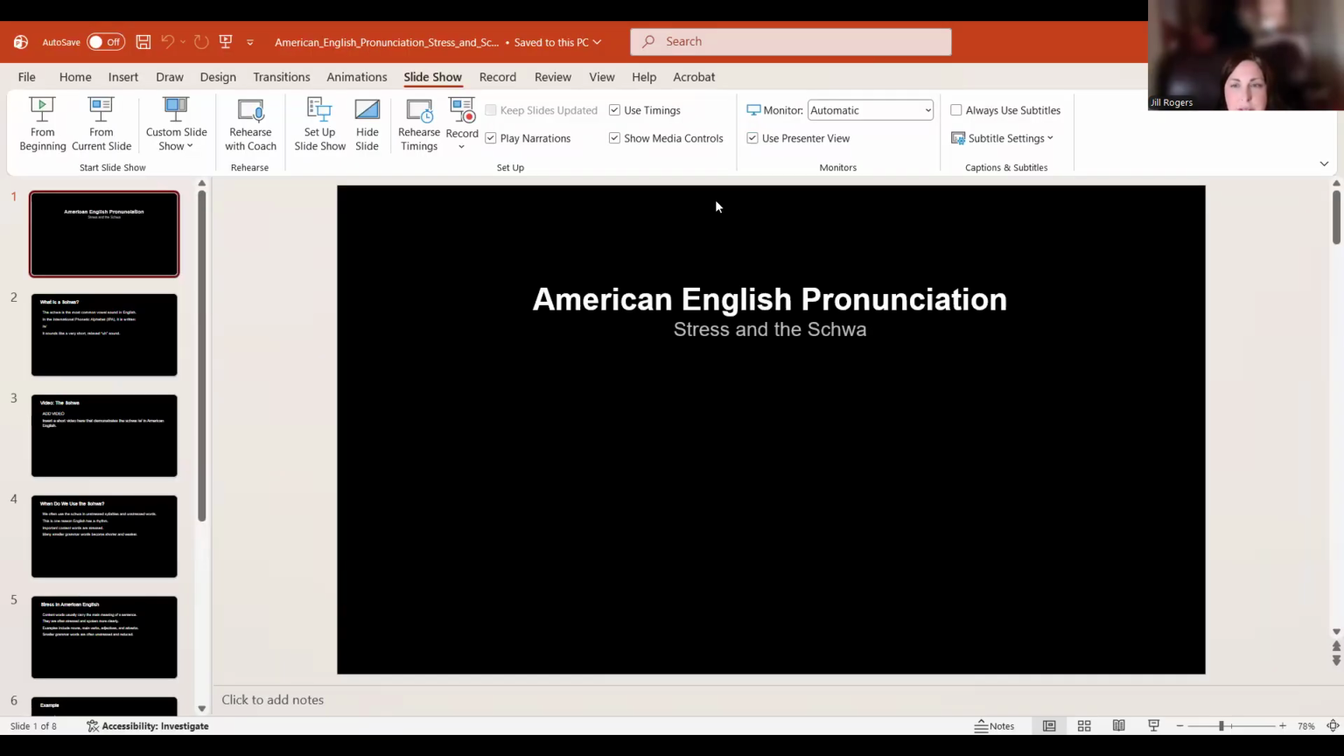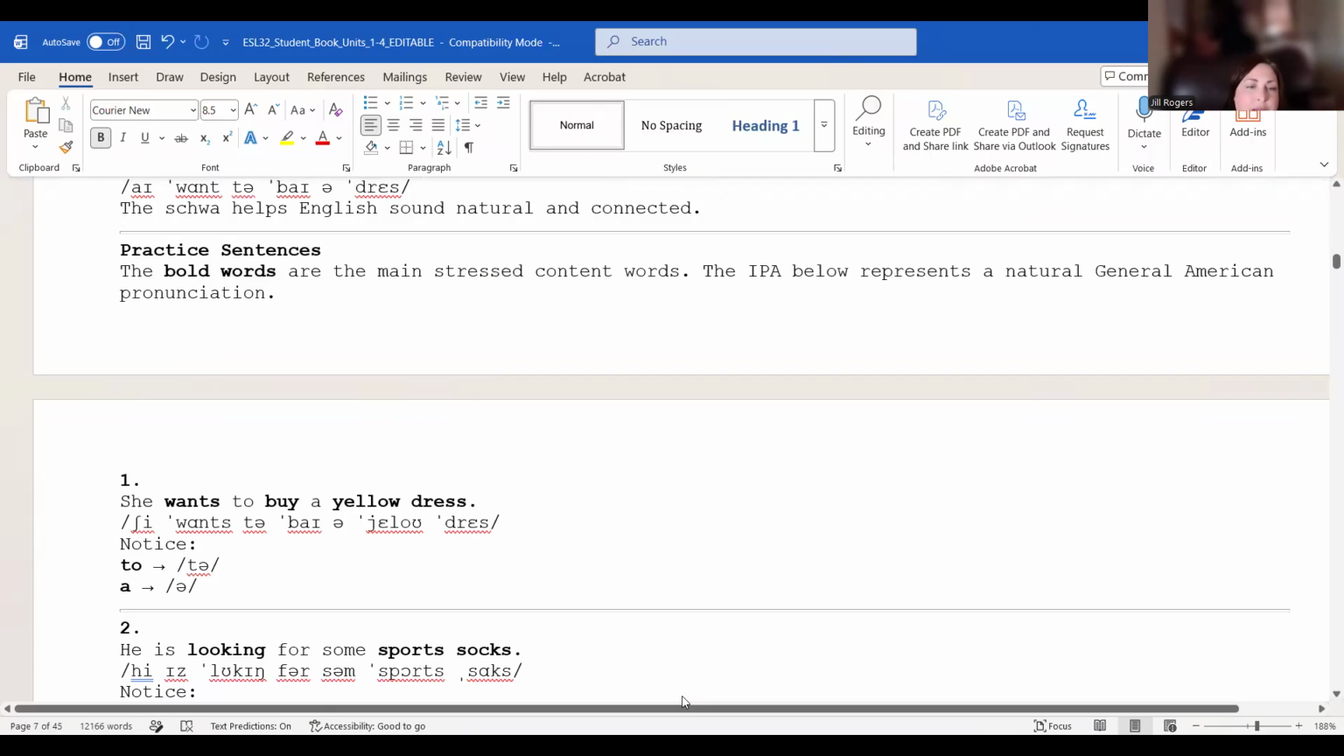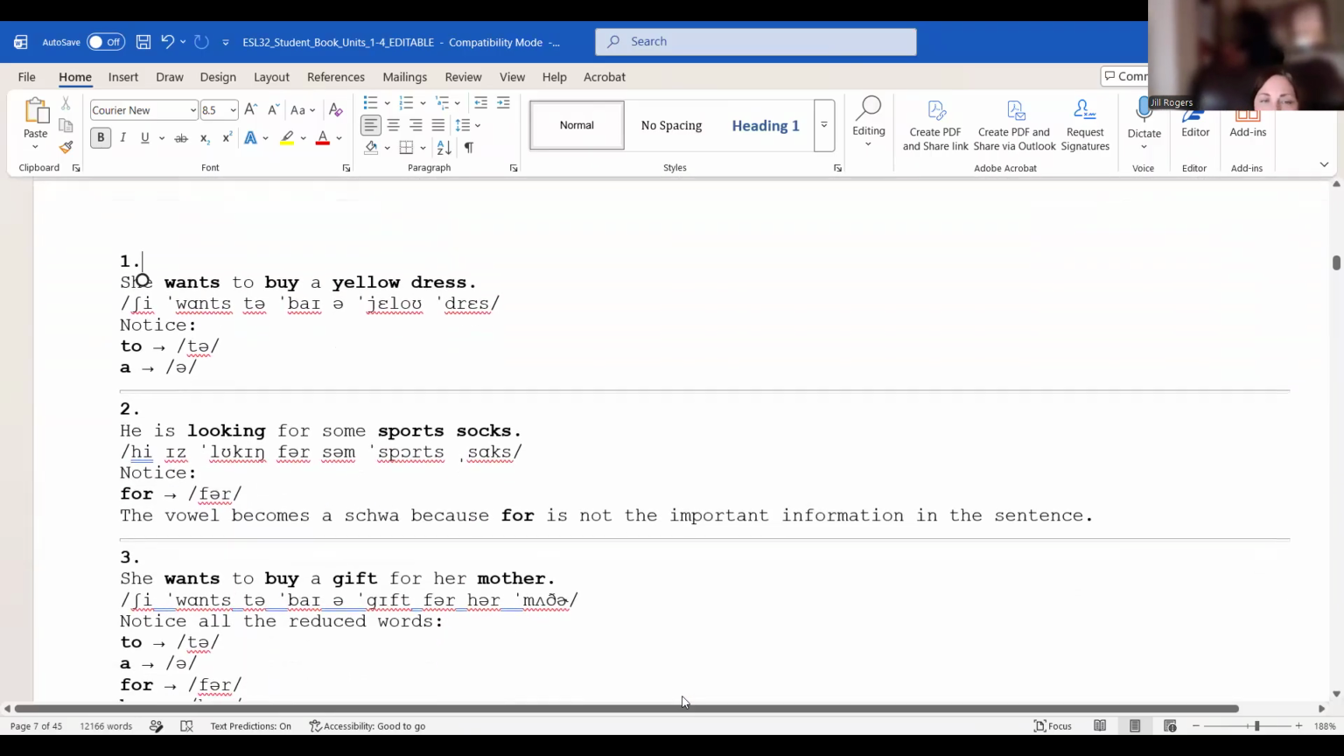Okay, so let's go to the other one. Let me get to the other page and share it with you. All right, back to the student book. Okay, so here we go. Here are your practice sentences. They're on your handout. Let me read it naturally and then I'll read it more exaggerated.